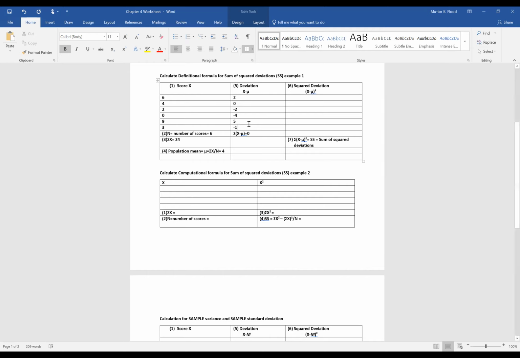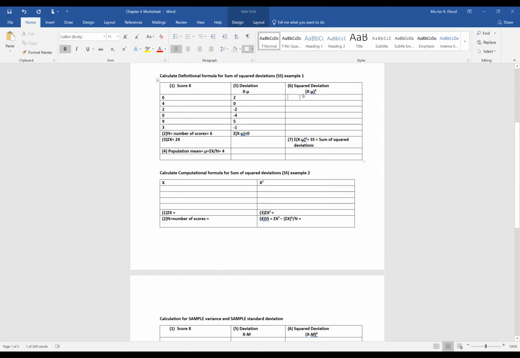Now, as a cross check, if we add all those up, the sum of these deviation scores should add up to 0, right? So -2 plus -4 equals -6. -6 plus -1 equals -7. 2 plus 5 equals 7. So 7 plus -7 gives us 0. So we are on the right track here. So let's continue.